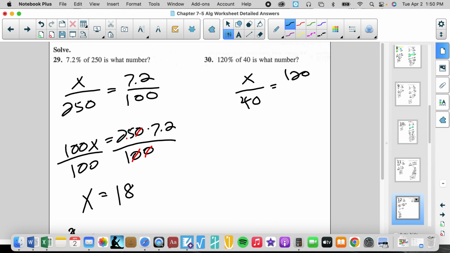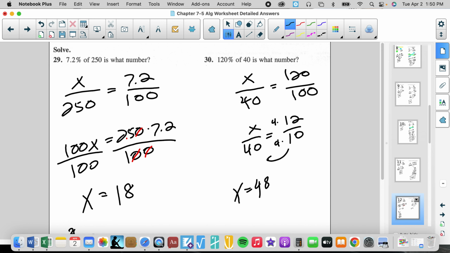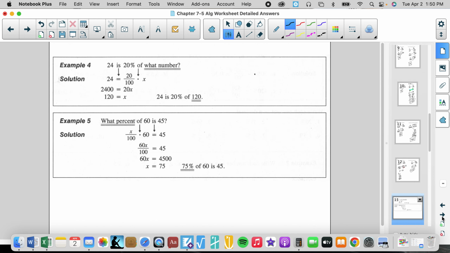So is over of equals percent over 100. Let's do this. X over 40 equals 12 over 10. So we're going to multiply by 4. X equals 48. And our number should be bigger than our denominator, because in our right fraction, our numerator is bigger than our denominator. So notice how we can do a lot of this mental math because we're good at numbers.